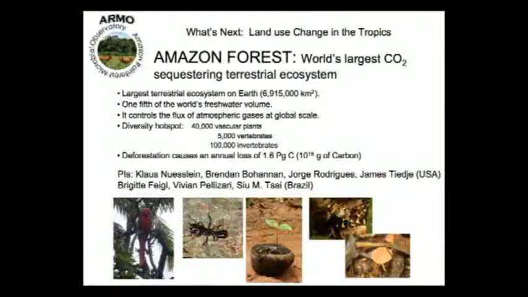Okay, then in closing, what's next? So the big theme here was land use change, 100 years of cultivated agriculture versus the native ecosystem. What's next on this scale? And to me, on the terrestrial side, it's the Amazon, because it represents the world's largest CO2 sequestering ecosystem.